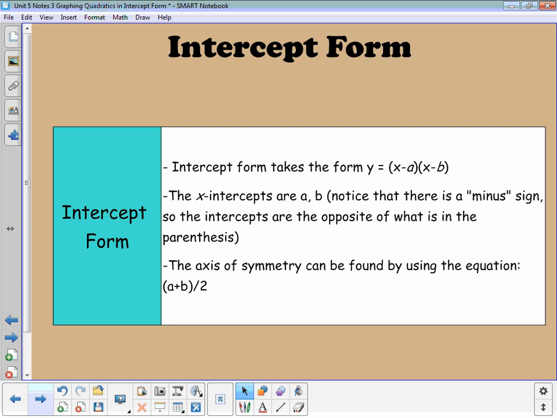Okay, so let's talk about intercept form. Again, I really suggest pausing the video now, writing it all down, and then you can listen to what I'm saying. So don't try to rush through and get it all written down while I'm talking.